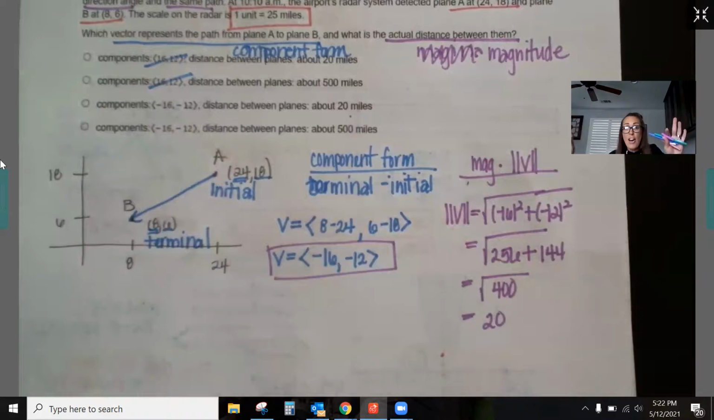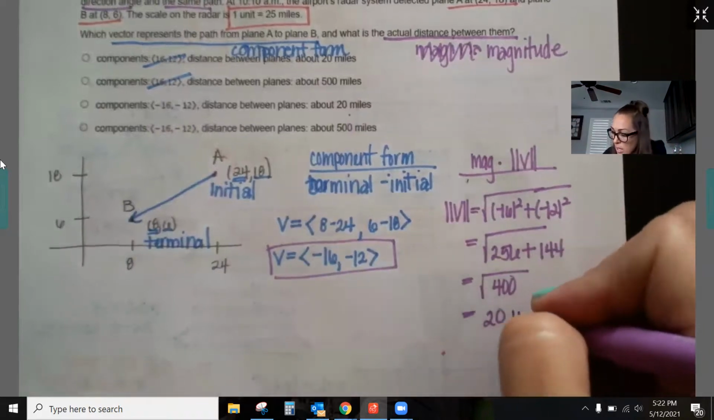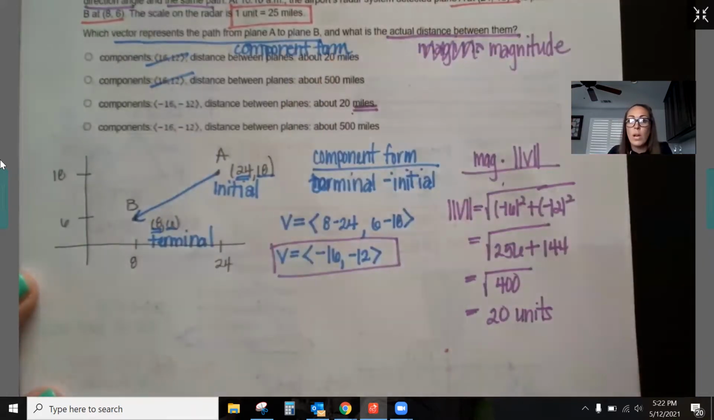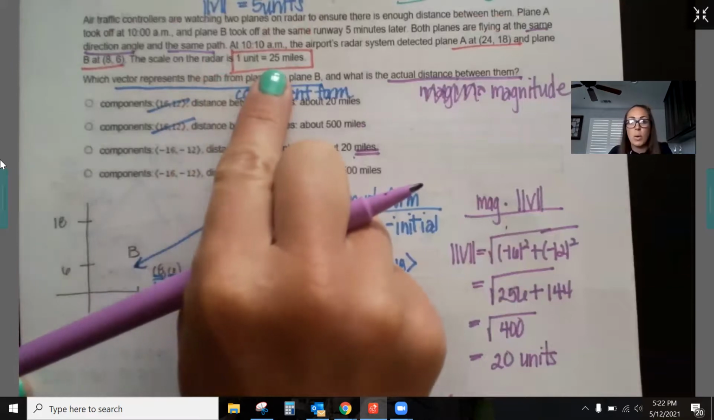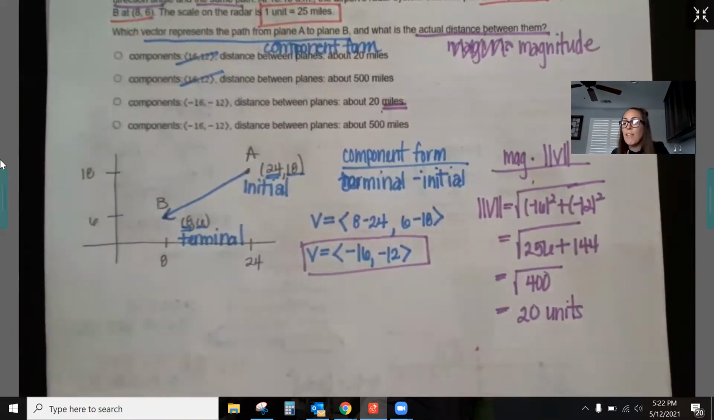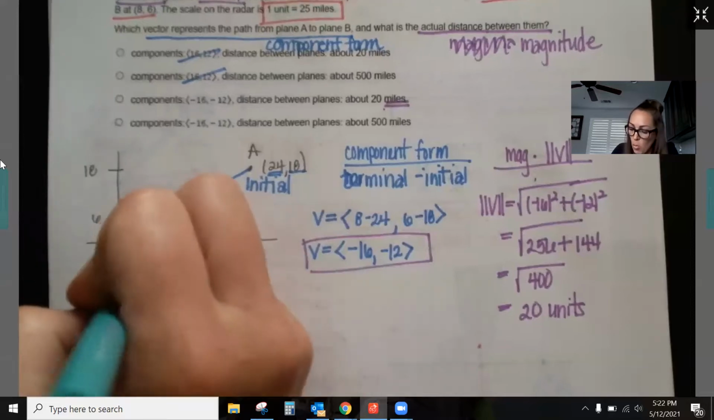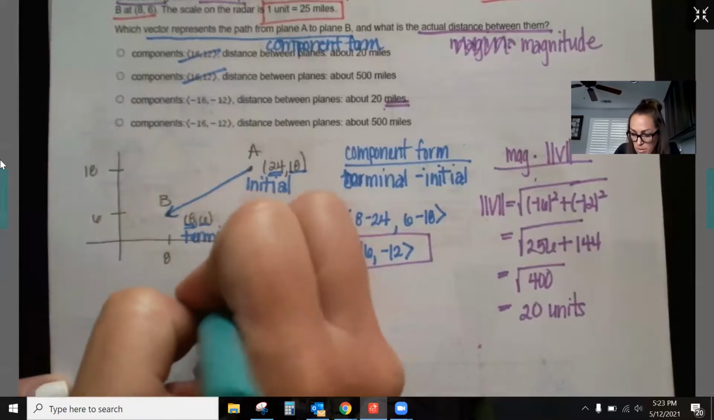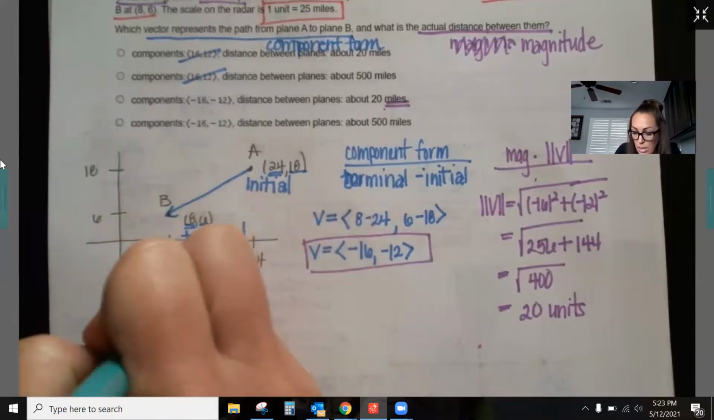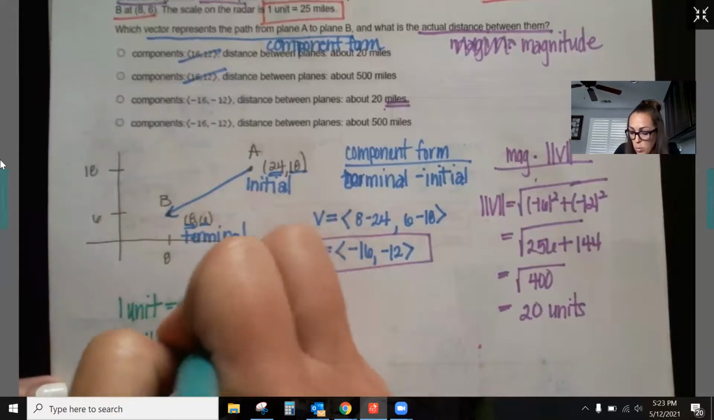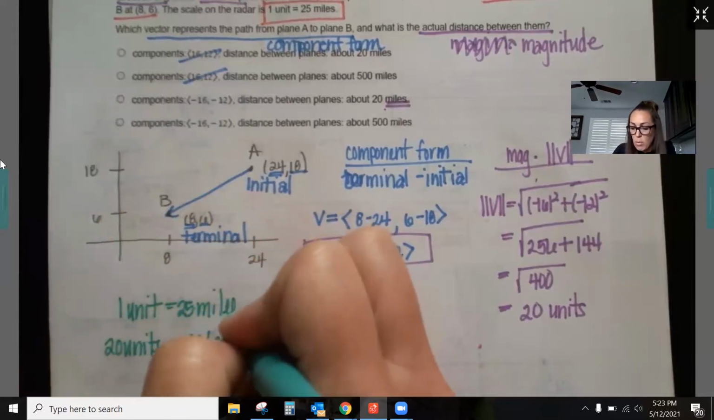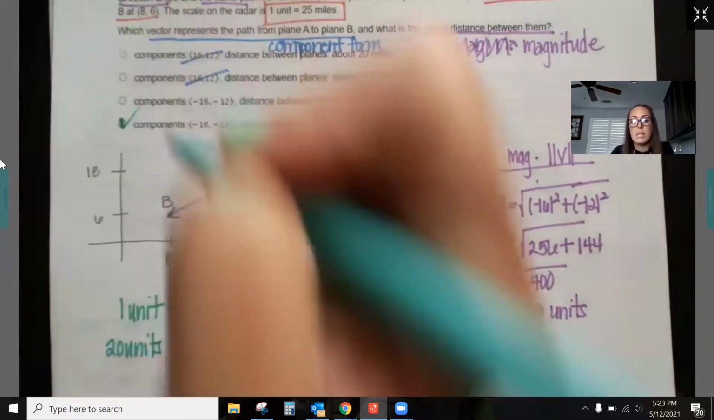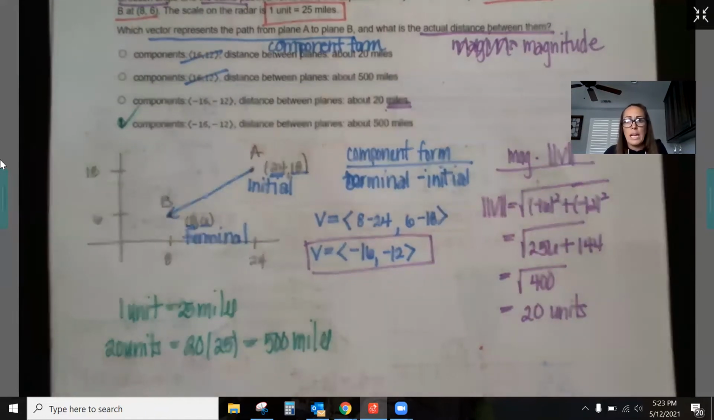And I'm like, no, don't do it, because this is 20 units, and the answer choices are in miles. We are told that 1 unit equals 25 miles. So you have to make sure you are reading your problem. We know 1 unit equals 25 miles, and I have 20 units. So that's going to equal 20 times 25, which gives me 500 miles. So our correct answer was this one right here. Don't let it trick you.